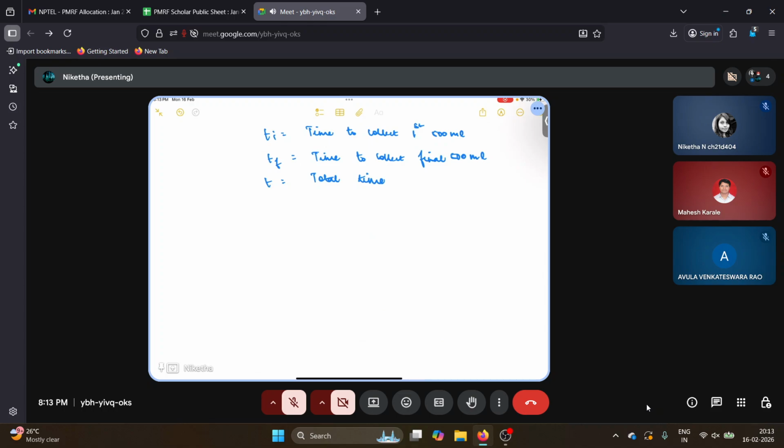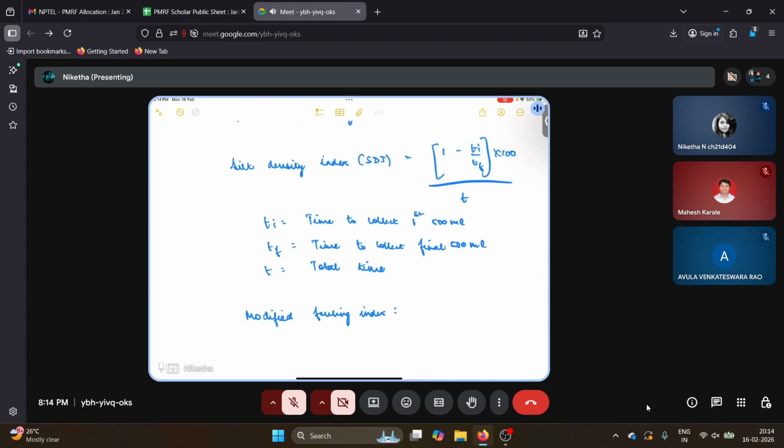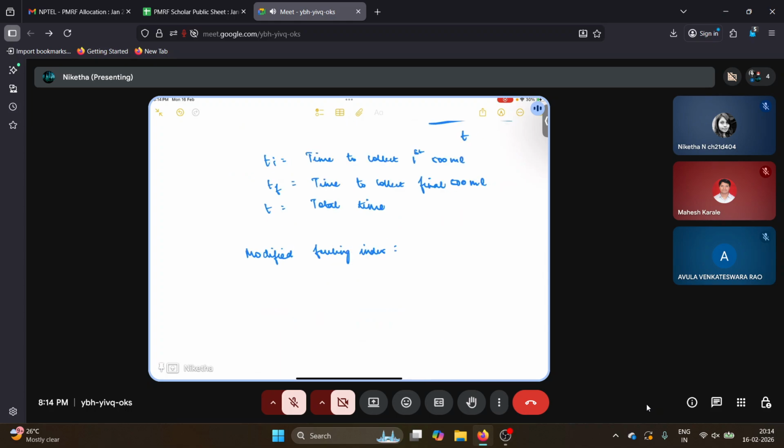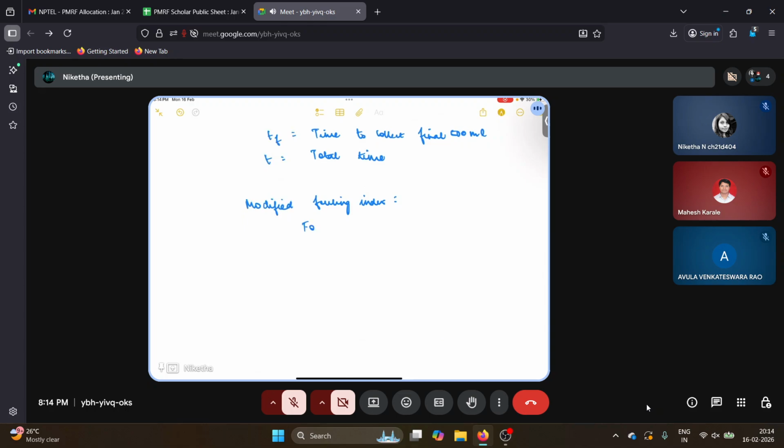Okay, and then we have another parameter called the modified fouling index. So, unlike the silt density index, where we only record the time that it takes for the first 500 ml and the last 500 ml, in the modified fouling index we record the volume every 30 seconds. So we start the flow and then we start the timer also. Every 30 seconds, we see how much volume has collected, and this is done for 15 minutes.